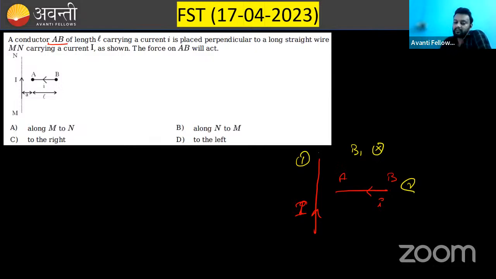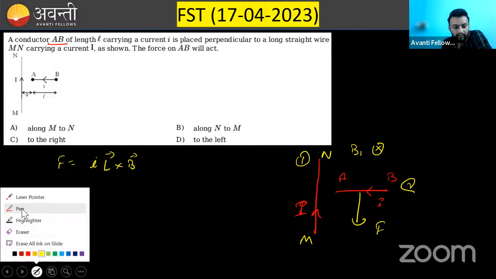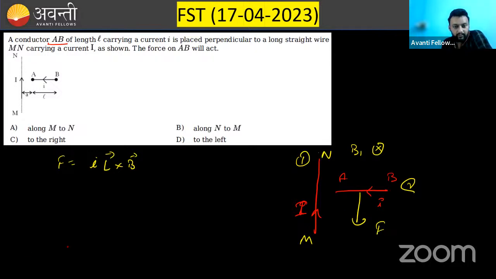The force is I L cross B. So if I place my right hand fingers in the direction of current of the wire AB, IL, and the field is in the inward direction, that means inward, so the thumb is in the downward direction. This point is mentioned as M, this point is mentioned as N. So the direction of force will be along N to M. Along N to M means option number B is correct.